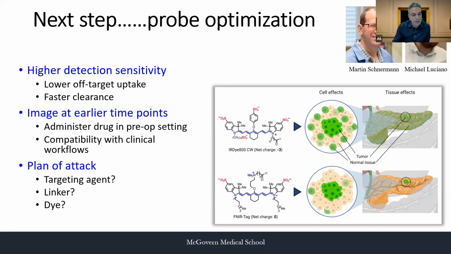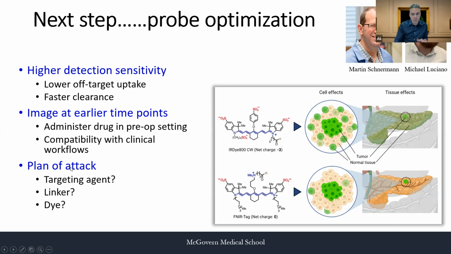So we said, let's optimize this and see what can come next. What we wanted to do is figure out, what if we have tumors that are not super high overexpressors? How can we get high detection sensitivity? We're going to have to reduce off-target uptake or maybe enhance clearance. And ultimately, we thought it'd be great to be able to image at earlier time points because the images you saw require 24 hours post-injection. This might have more compatibility and flexibility with clinical workflows.